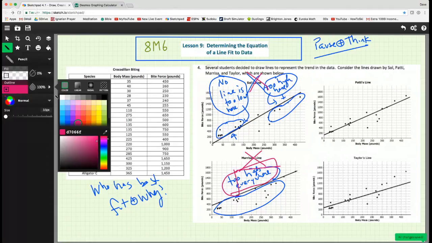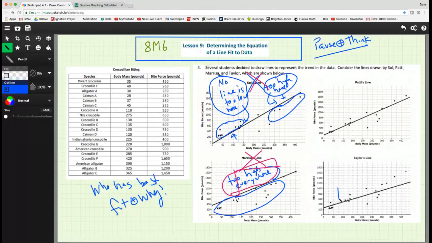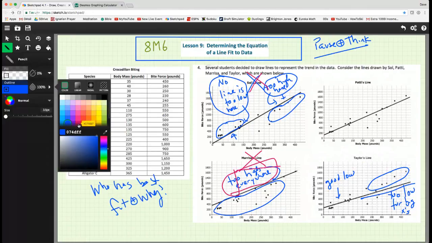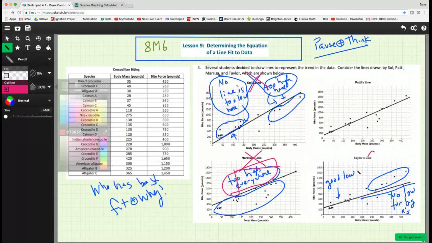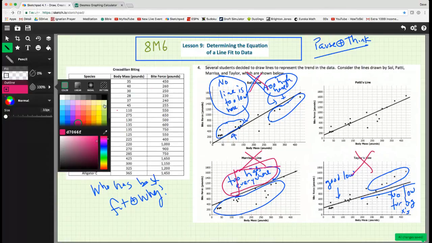And so now let's go over here to Taylor. Well, Taylor looks pretty good here. It's good low, but it's too low for big x's. For big values of x, she's too low. So Taylor's out. Sorry, Taylor. Good try, but you don't win. You don't win the prize.